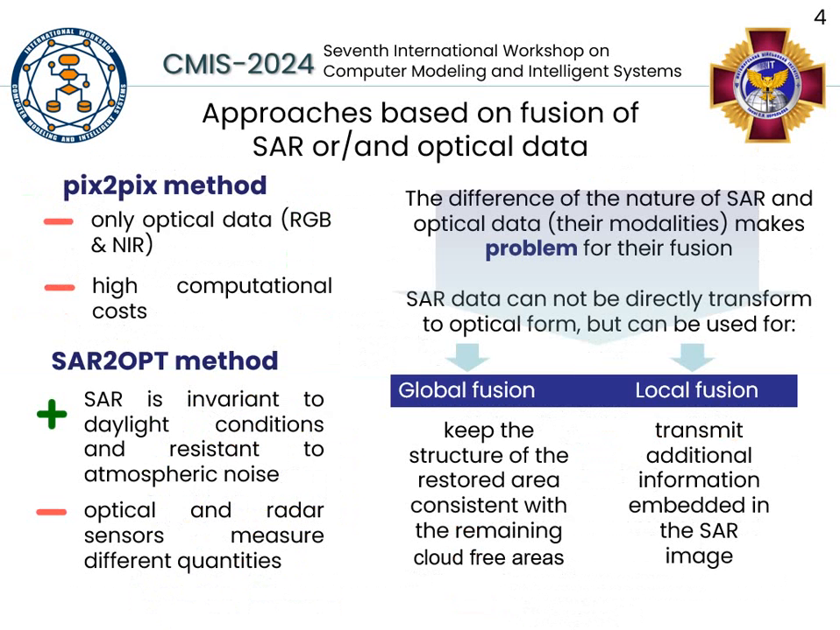Synthetic aperture radar is invariant to daylight conditions and resistant to atmospheric noise, but it differs in measured values from optical sensors, so a new problem arises: to bridge the gap between their modalities. Although the approach of combining optical and synthetic aperture radar demonstrates the possibility of removing cloud cover from imagery, not all spectral features of the land cover can be obtained from the corresponding radar measurements, which fundamentally limits the SAR-to-optical method.